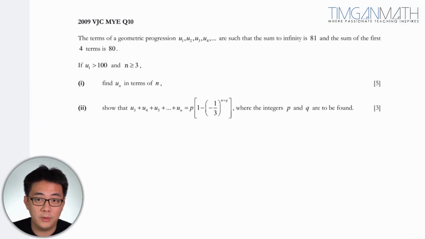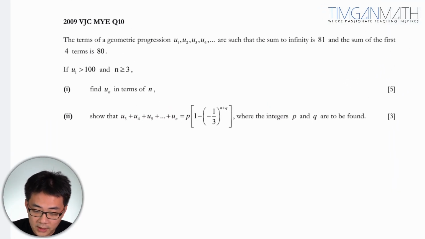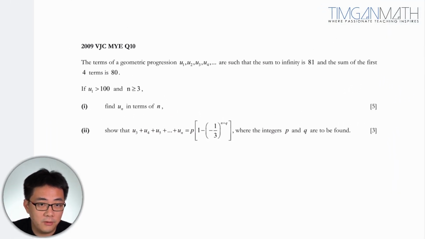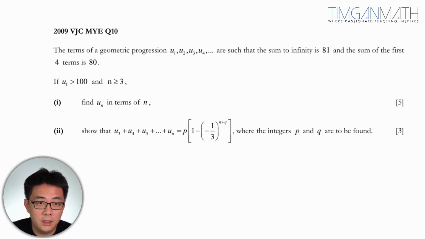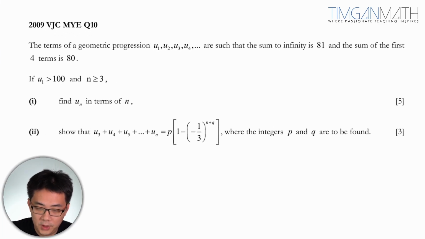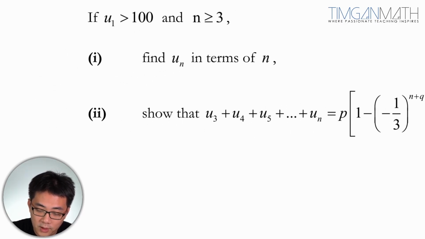Students, let's look at this question here, which is on AP GP. Let's see how I can do this proficiently. This was taken from 2019 VJC mid-year, question 10. The terms of a GP, U1 to U4 and so on, are such that the sum to infinity is 81 and the sum of the first four terms is 80. U1 is more than 100 and n is bigger than 3. We are told to find Un in terms of n.